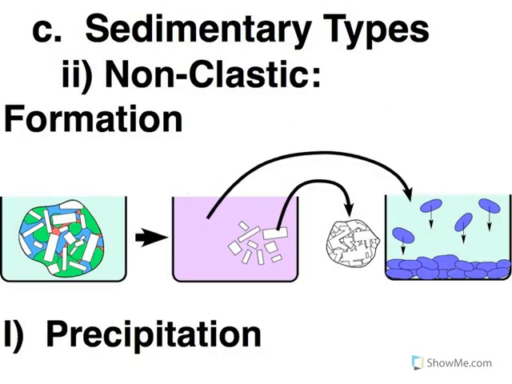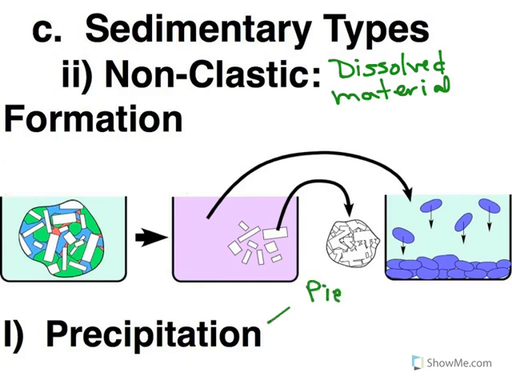So non-clastic, this is going to be related to the dissolved material rather than the broken pieces. And there are different formation processes. Precipitation is when there are pieces large enough that they just float down through the water.